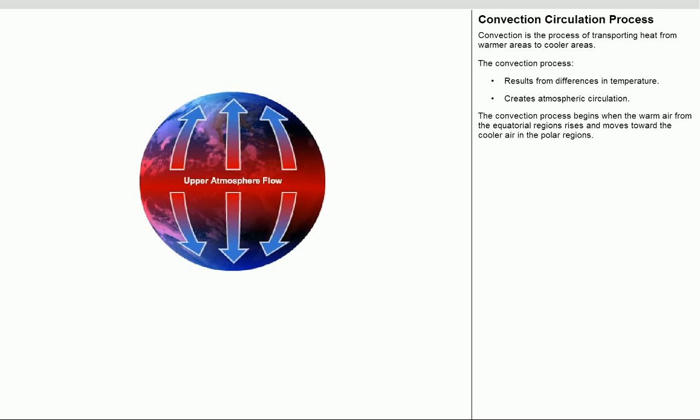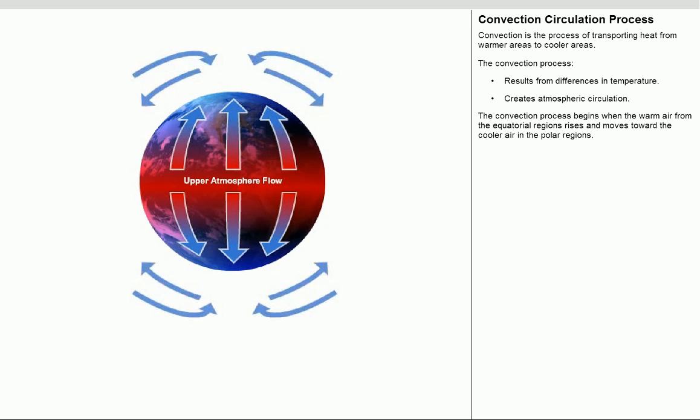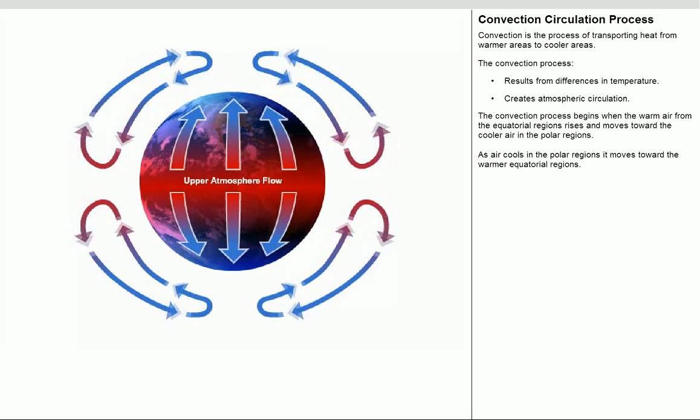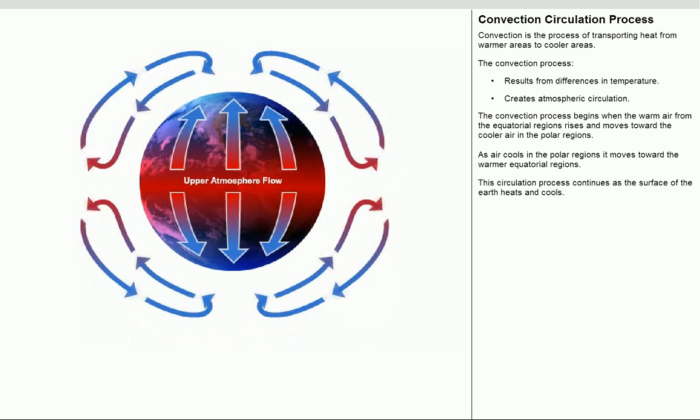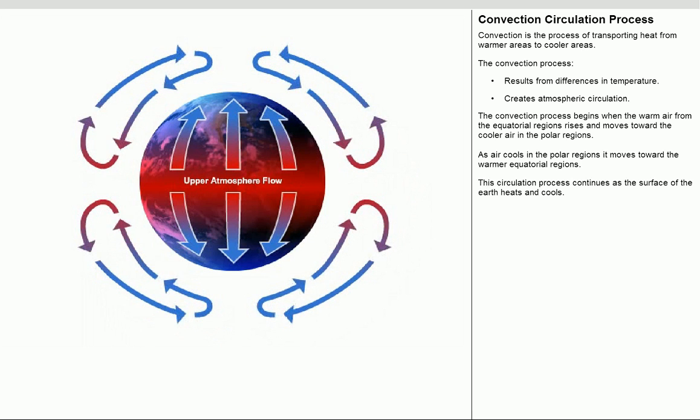The convection process begins when the warm air from the equatorial regions rises and moves toward the cooler air in the polar regions. Next, as the air cools in the polar regions, it moves toward the warmer equatorial regions. The circulation process continues as the surface of the Earth heats and cools.